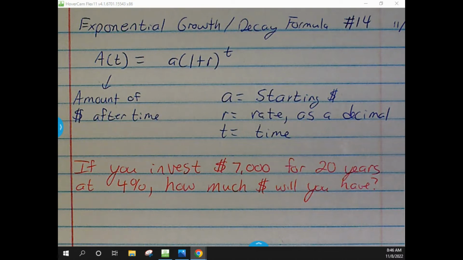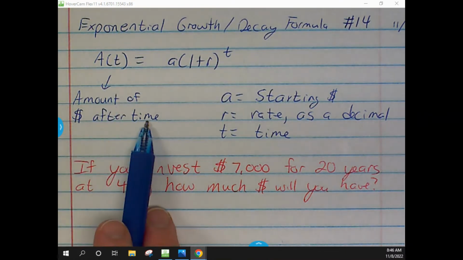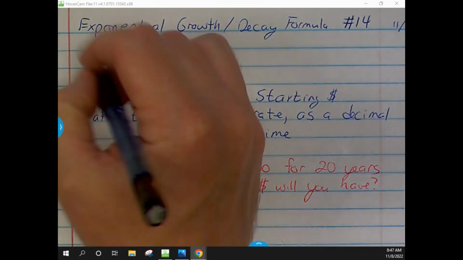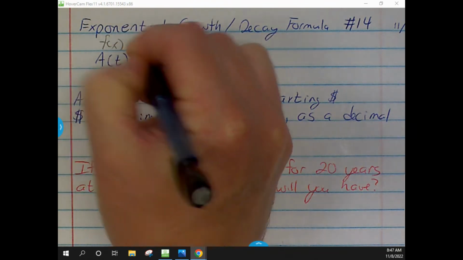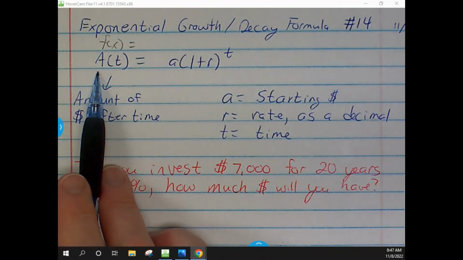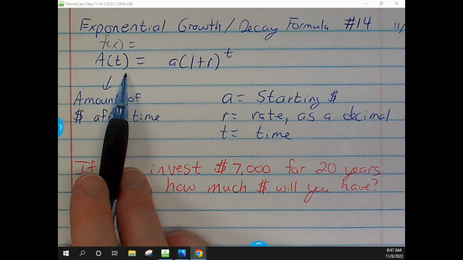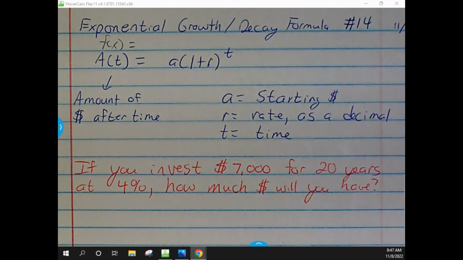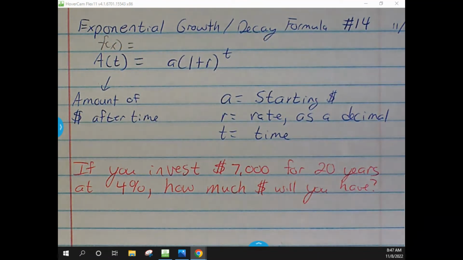So what we have again is A of t. That's the amount of money you have after whatever time it is you're working with. This is everything we've been doing so far. We've been doing functions. It's been f of x. But for this one, A stands for the amount and t stands for time. So it's still f of x, but in this case, it's A of t. It's the amount of money after time. So that's what they're going for.